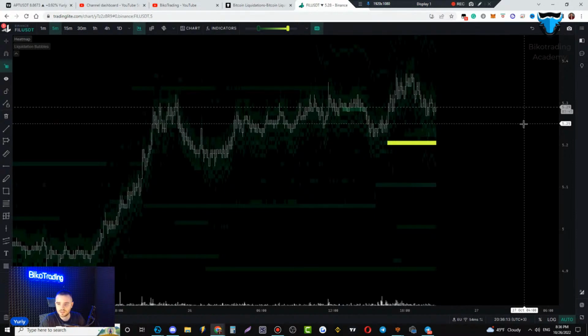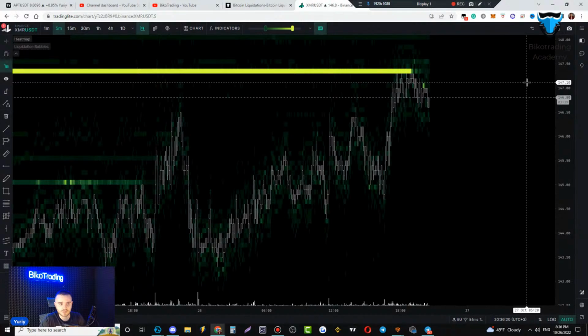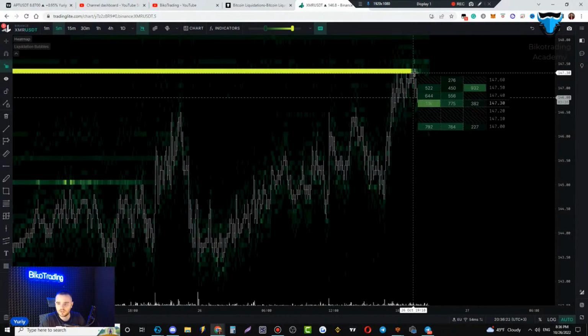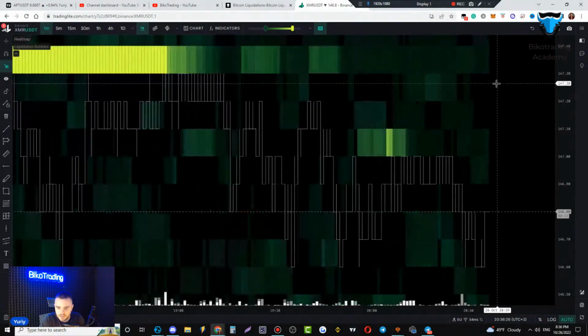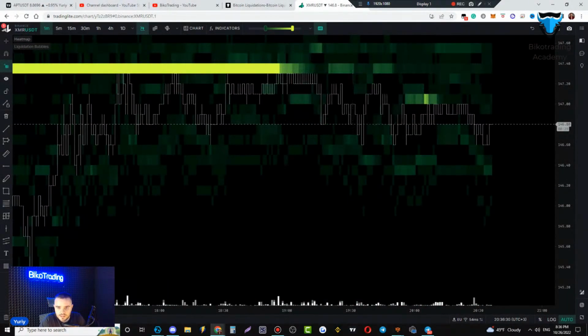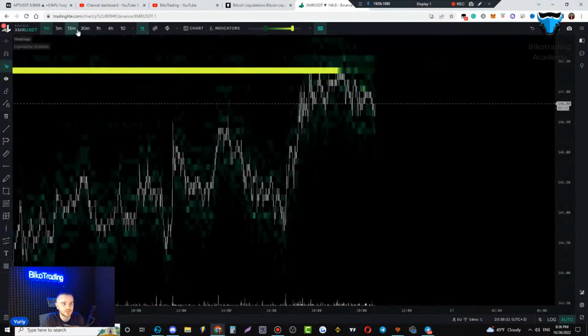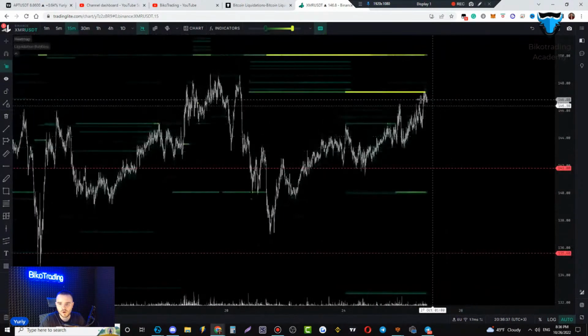File, as we discussed, we have that size here. Let's see how price would react on that size. XMR, guys. What happened here? Did that size disappear or was that size traded? This one.